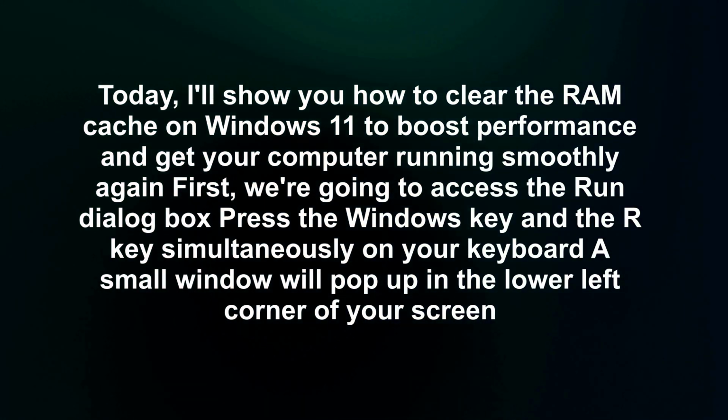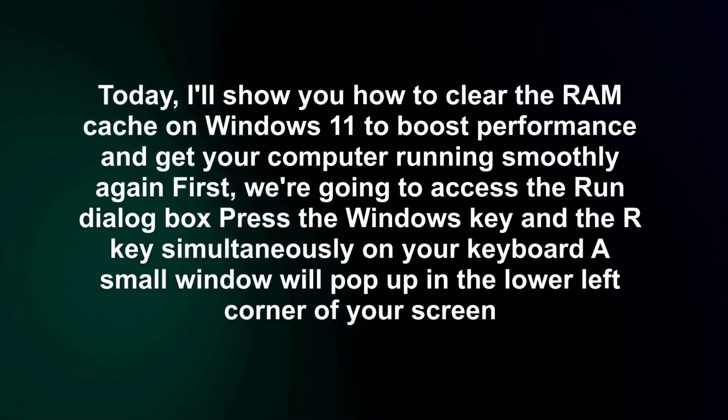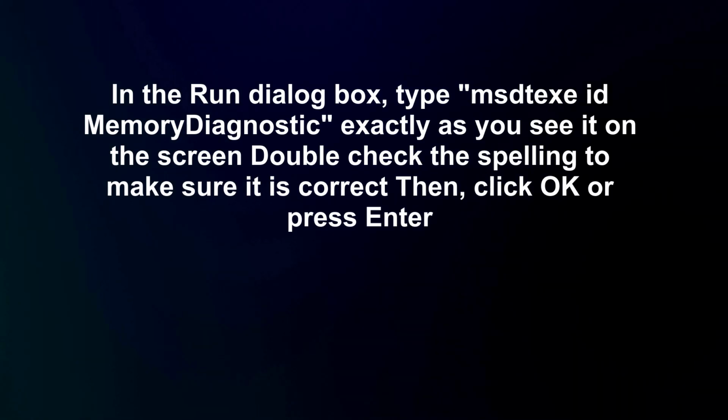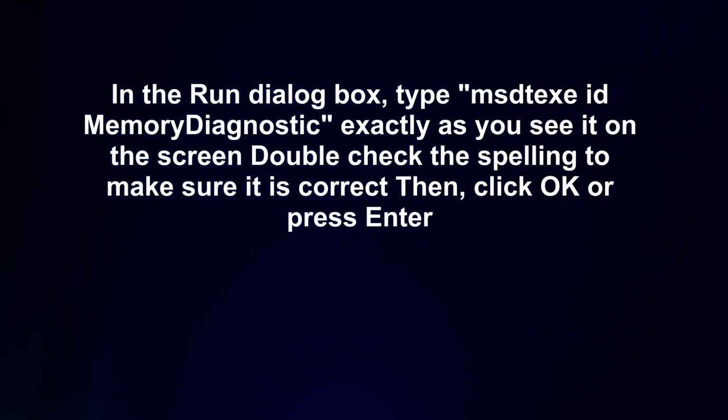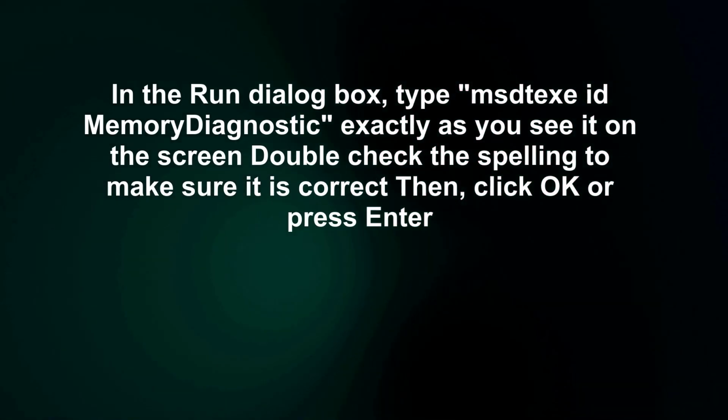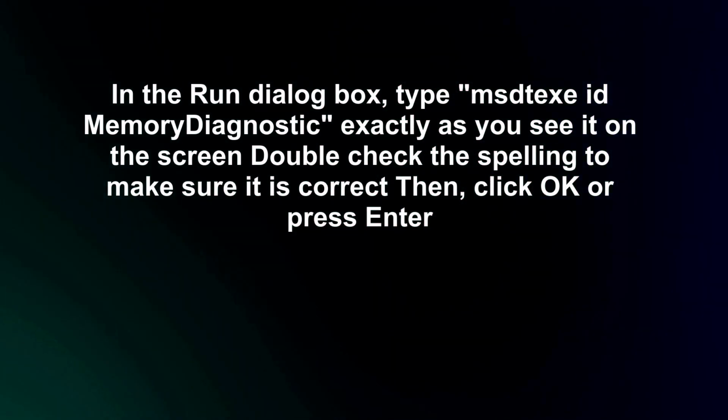Press the Windows key and the R key simultaneously on your keyboard. A small window will pop up in the lower left corner of your screen. In the Run Dialog Box, type this text, mdsched, exactly as you see it on the screen. Double check the spelling to make sure it is correct, then click OK or press Enter.